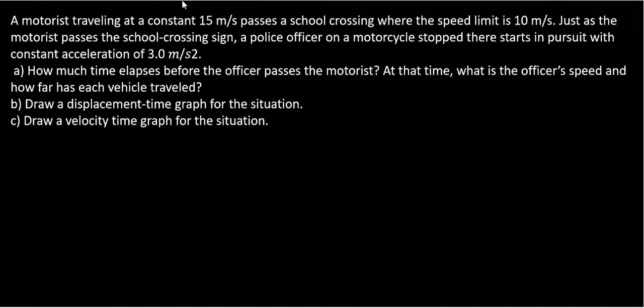The first question says draw a displacement time graph for the situation. The second one, draw a velocity time graph for the situation. Now, in here you have the motorist who was moving at a constant speed of 15 meters per second. That is the initial velocity. What would be the final? The final will be 0. What would be the acceleration? It will be 0 because he was moving at a constant 15 meters per second.